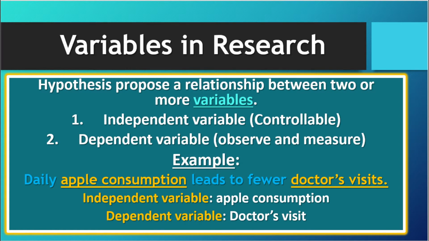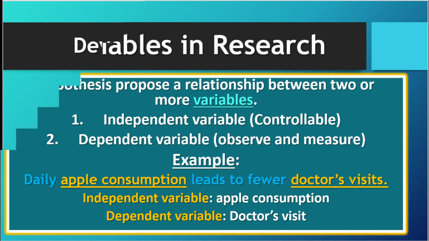An independent variable is something the researcher changes or controls, and a dependent variable is something the researcher observes and measures. For example, daily apple consumption leads to fewer doctor's visits. In this example, the independent variable is apple consumption, the assumed cause. The dependent variable is the frequency of doctor's visits, the assumed effect.